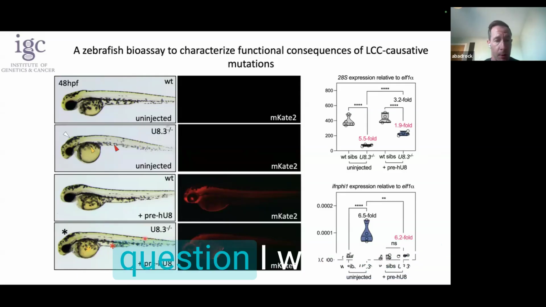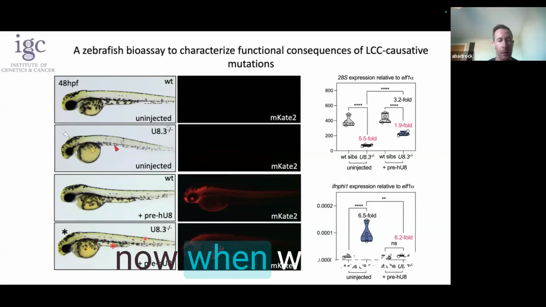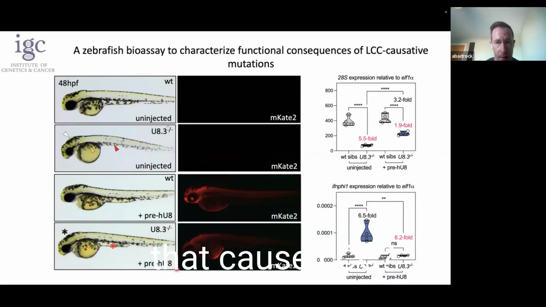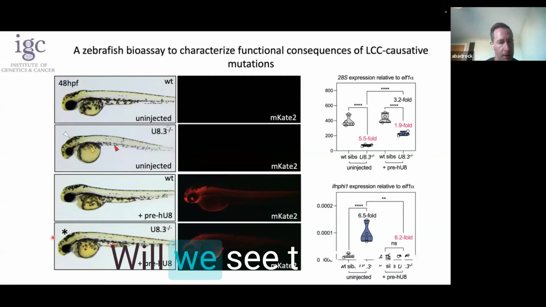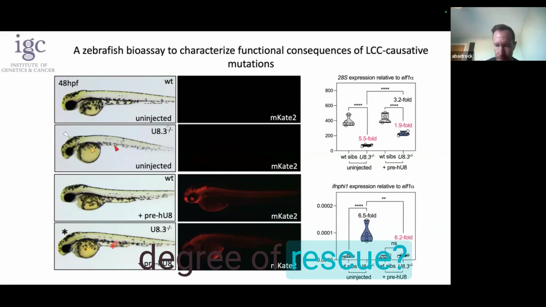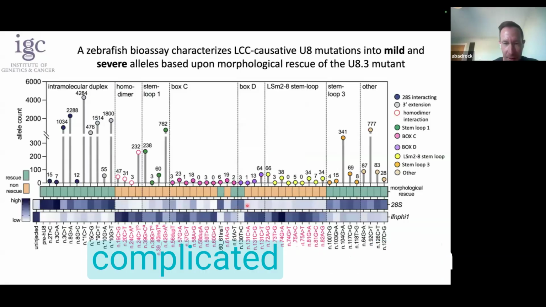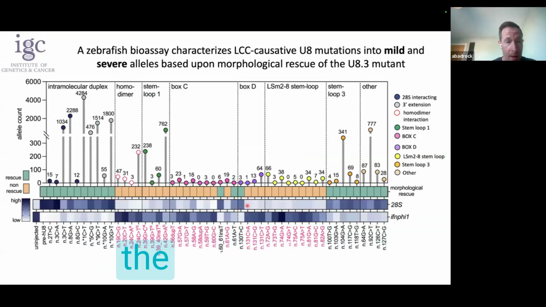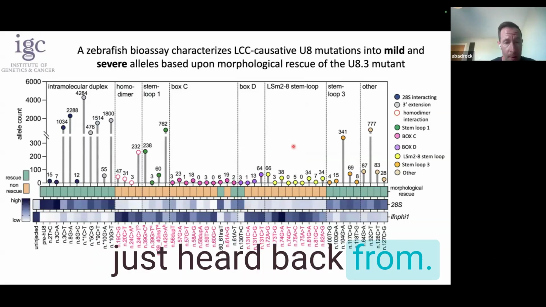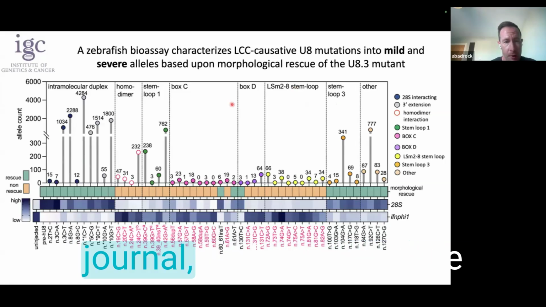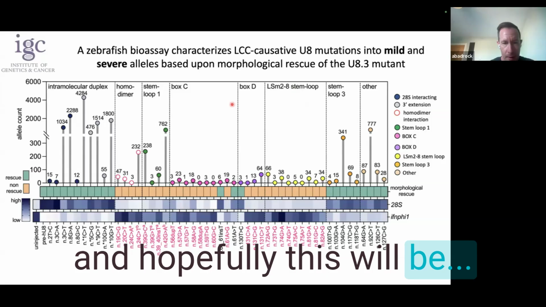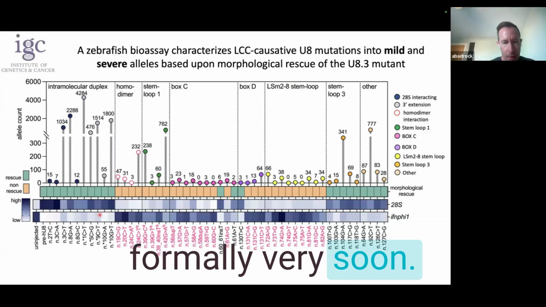So, of course, the next question I wanted to ask was what happens now when we look at the sequence variations that cause LCC? Will we see this same degree of rescue? And I'm now going to present what is a very complicated figure from the paper that we've just heard back from. So we've submitted that to a journal and we now have reviewers' comments that we're trying to address, and hopefully this will come out formally very soon.